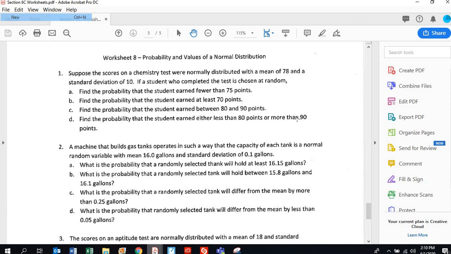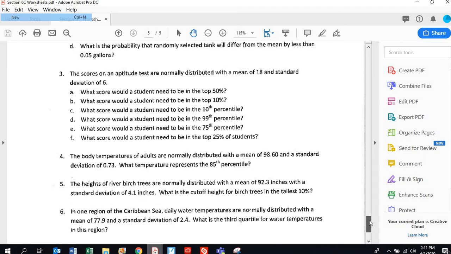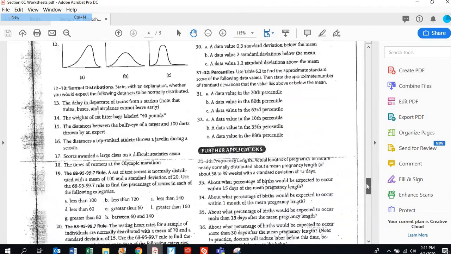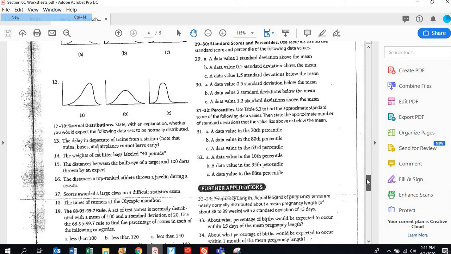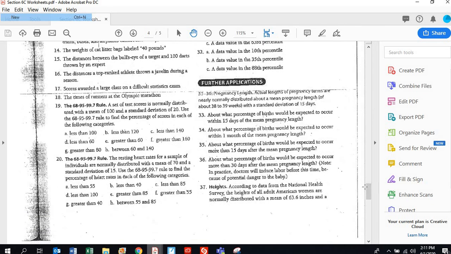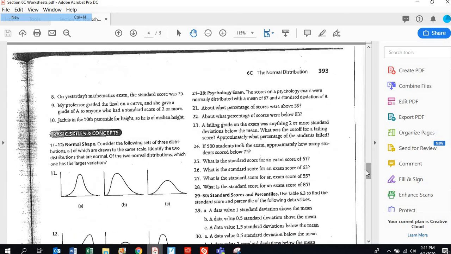gives you ones where I will always say use the 68, 95, 99.7 rule. I will always say that. If you don't hear that, that's when you use the z-score, and that's the rest of it. So this set from 19 through 24 are the only problems that really go with our 68, 95, 99.7 rule. Everything else goes with the stuff that we'll do next.